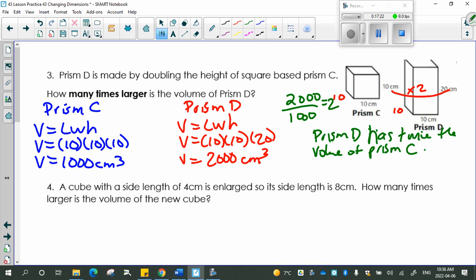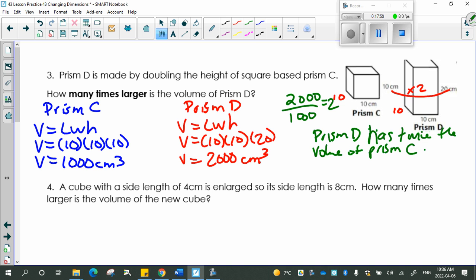How come it was only twice and not 4 times or 8 times? How come it was only twice? Yep. And we only changed one of the dimensions. What do you think would have happened if we doubled all of the dimensions? These would all be 20, right? 20 times 20 times 20 is 8,000. So it would be 8 times as big. 2 for each of the ones we changed. Twice as big for each of the dimensions you changed.